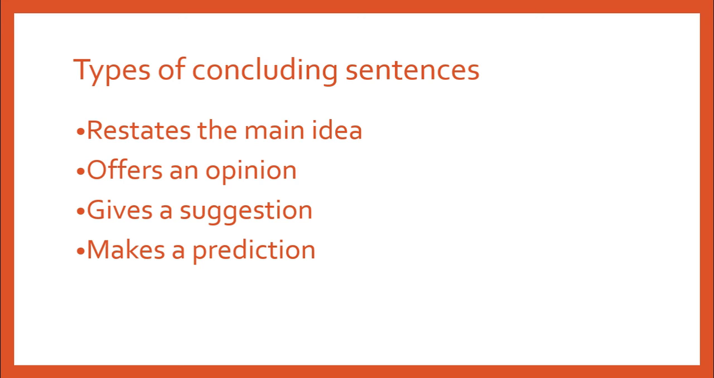A couple of other things you can do with a concluding sentence is give an opinion, or a suggestion, or make a prediction. So you can say what you think, or recommend that the reader do something, or guess at what will happen in the future if the reader of your paragraph does a certain thing.